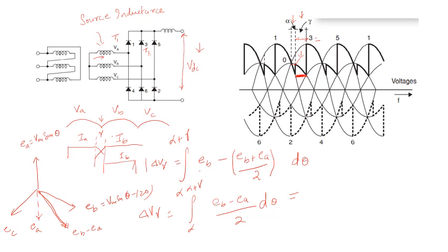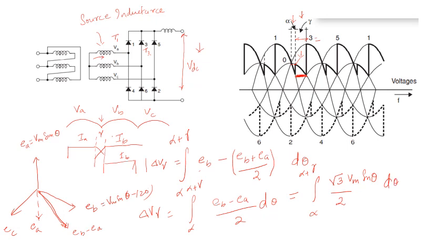So if you put the values everywhere, what you will get is the integration from alpha to alpha plus gamma of EB minus EA, and that will be your resultant voltage. So root 3 times Vm sine theta.